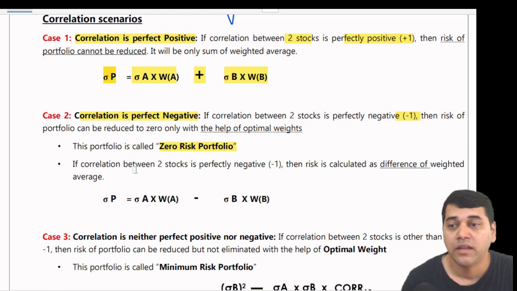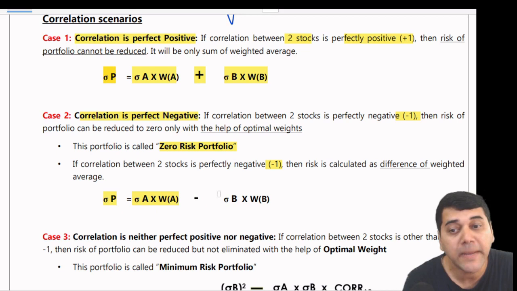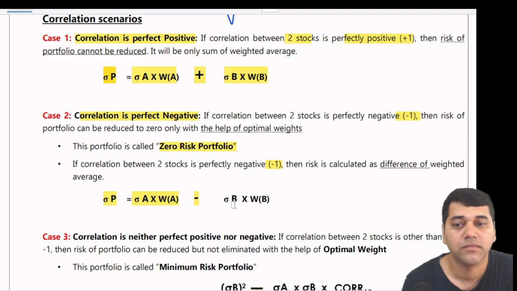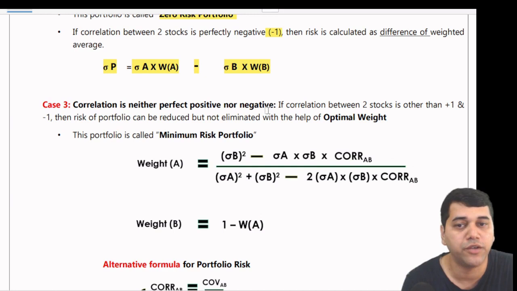If the correlation between stocks is perfectly negative, then you can calculate the risk of the portfolio by one simple equation: risk of individual stock into weight of that stock, minus the second stock's risk into its weight. If it's perfect positive, plus; if it's perfect negative, minus. And if it is other than perfect positive or negative, this is called the minimum risk portfolio.